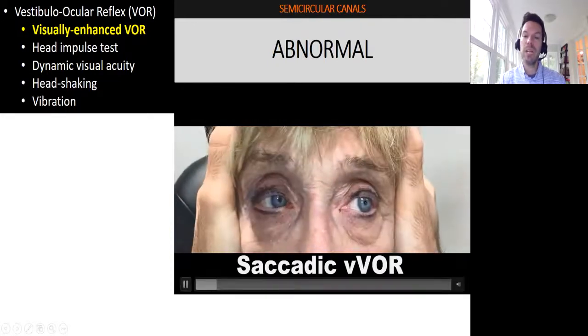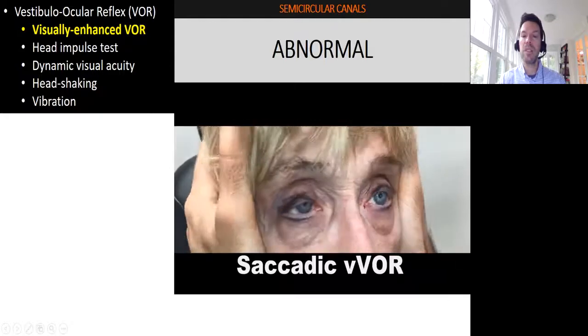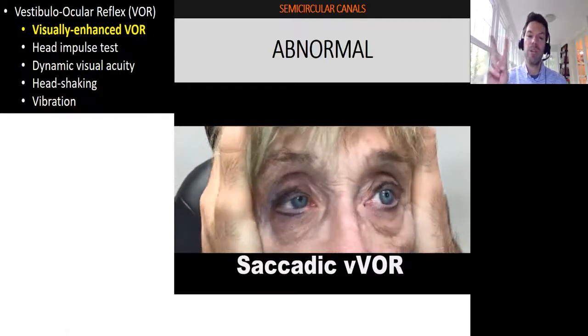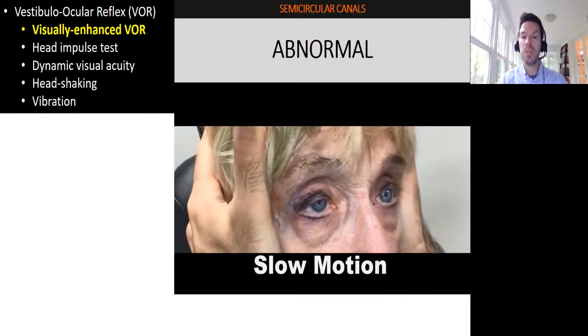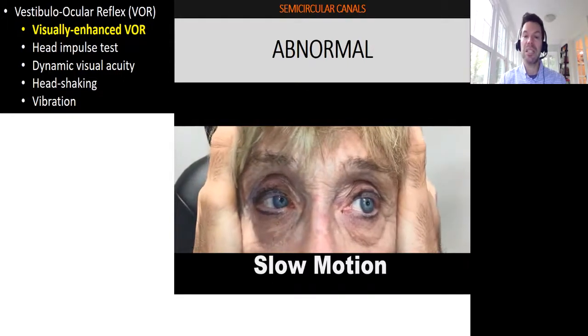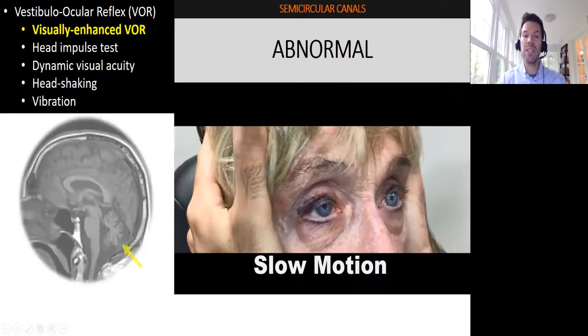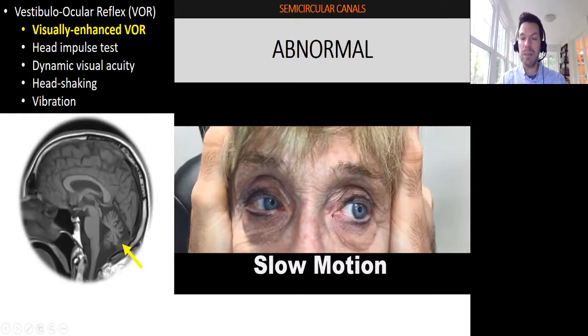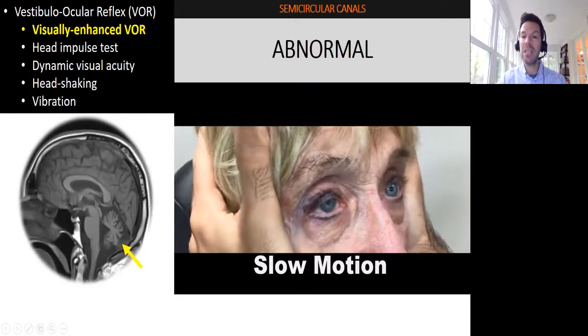So this, without doing anything else, this saccadic VVOR implies that two systems are impaired to a significant degree. One is that the smooth pursuit system is impaired. The second is that the vestibulo-ocular reflex is impaired. So by simply doing this, my suspicion is quite high for a condition like CANVAS.